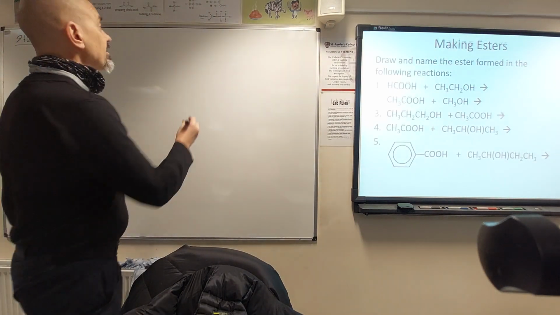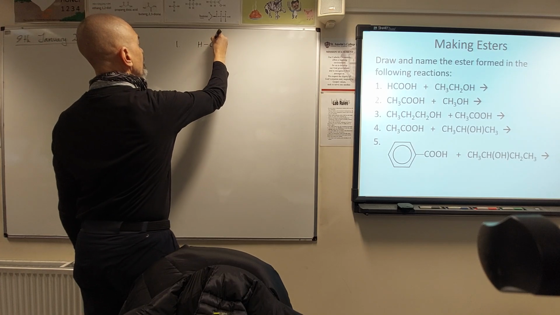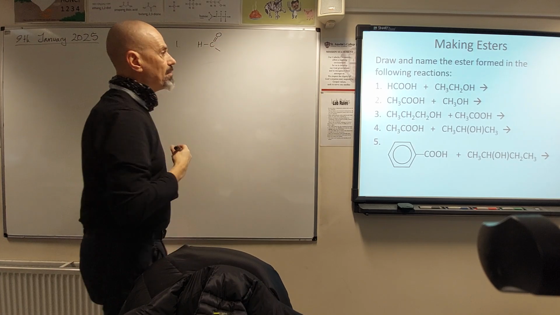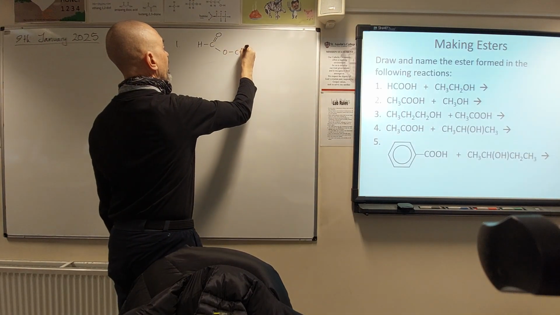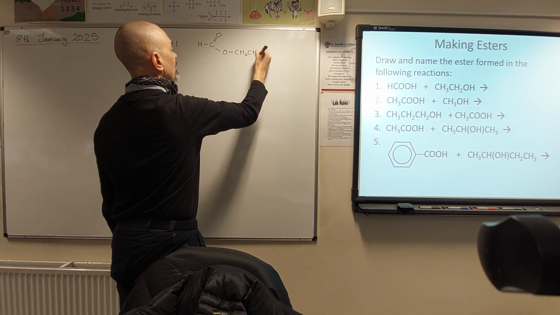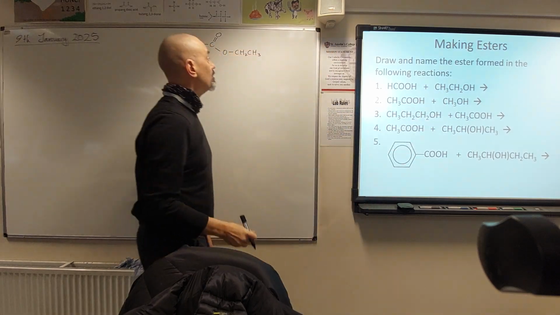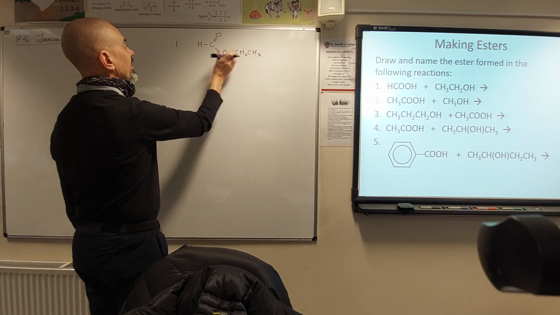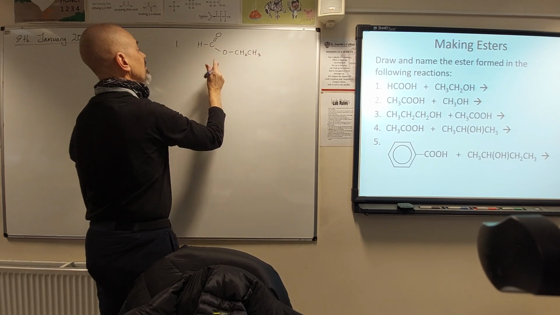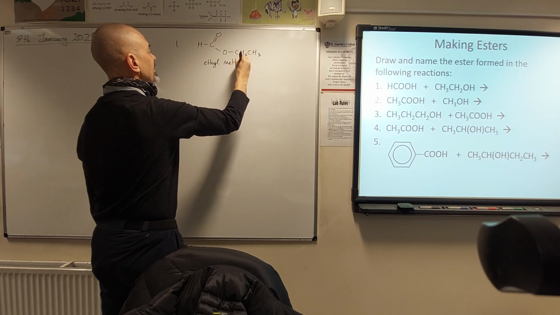Right, so number one, I've got the acid group there, the methanoic acid, and then I've got the alcohol there. Of course, we have to attach from the end where the OH is, so that's the CH2 end, so it attaches that way. So that's an ethyl group there. One carbon is meth, so it's ethyl methanoate.